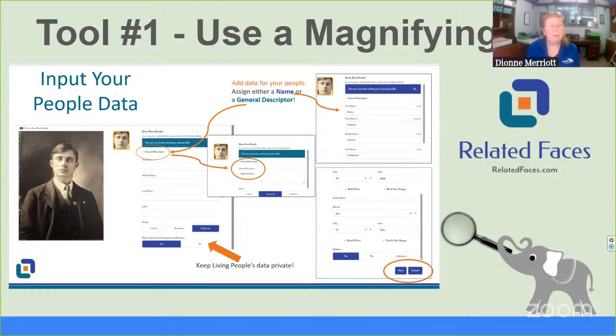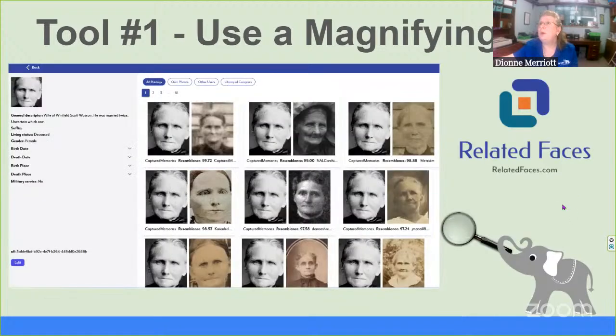Now, I will say one thing about this, as we're talking about privacy: when you upload photos into the Related Faces platform, you're giving them permission to put that into their database so that it can be used by other users. So you don't want to put any personal information in there that you don't want to share with others. So you're going to input your people data. Then when you process the photos, say you put in 10 or 20 photos in there, it will go through and take the photo that you've identified and see what other faces it may be able to find.